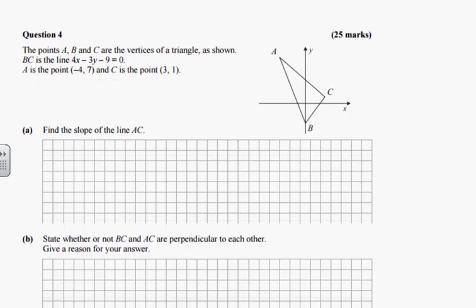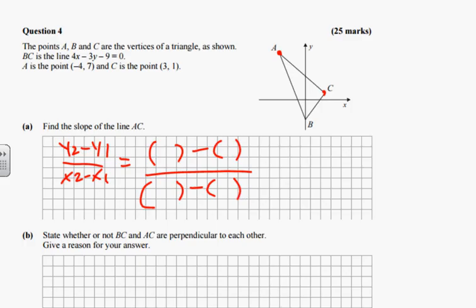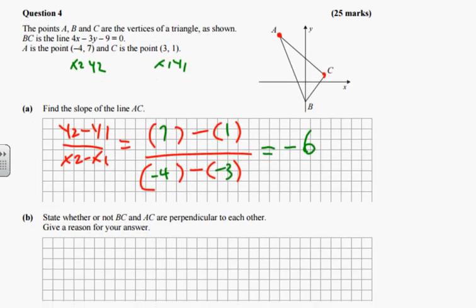Now, I'm just going to move on to a bit of geometry. Slope formula, guys. Everybody's familiar with slope formula, right? Line AC: y2 minus y1 over x2 minus x1. Put it into the calculator. I need somebody on the calculator for me. x2 y2, x1 y1. 7 minus 1 over minus 4 minus 3. Anybody on that? I'm getting minus 6. You guys double check that for me. Minus 6.